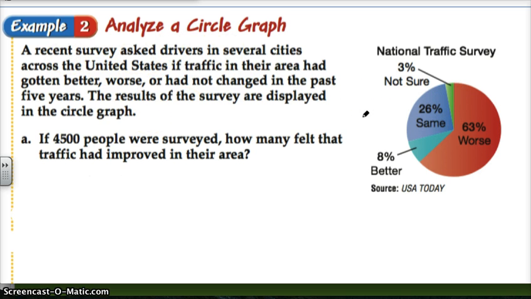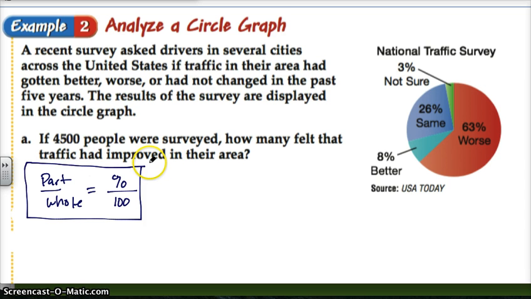All right. So if we take a look at this one, if 450,000 people were surveyed, how many felt that traffic had improved in their area? Well, this is a great opportunity for us to re-examine how we handle percentages. And one way of handling percentages, well, I'll show you a couple ways. One way is to use the part over whole is equal to the percent over 100. This is probably my favorite just because I like it. It might not be your favorite, might not be the way you were taught when you learn percentages.